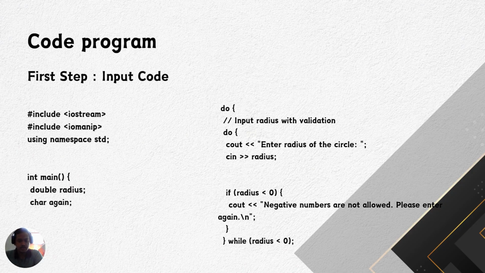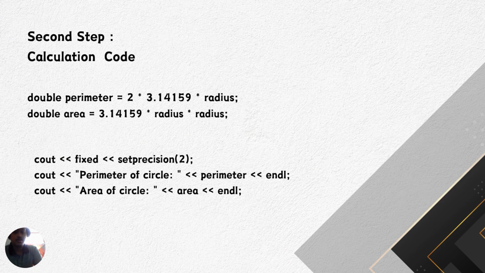That's pretty much it for the first input of the code. Very simple, very understandable. You enter the input, and if the input is negative, it will deny and ask the user again. Up next is the calculation code.